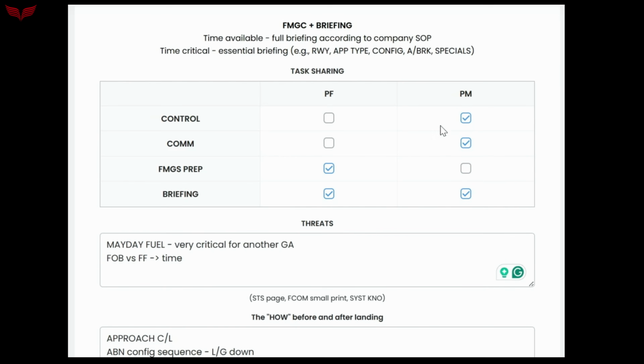Update the FMGC preparation and the briefing. I would give the flight controls and the communication to the pilot monitoring. I will take care of the FMGS preparation myself, and then we restore normal task sharing and we do the briefing in accordance with the company SOPs.